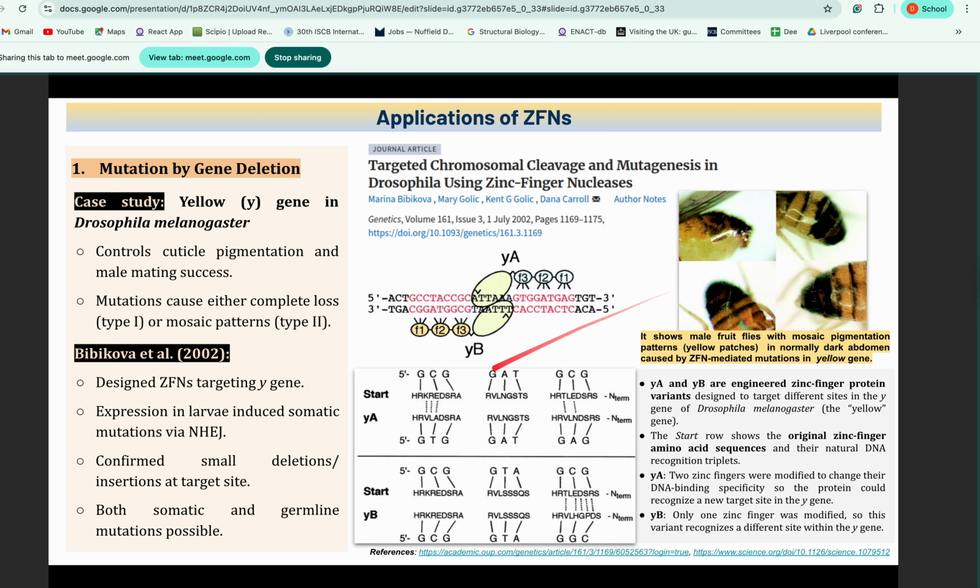So this is their main aim, and if you want to go into the detail, you can read this. I have mentioned everything. In this case, mainly what they did was change the sequence of the zinc finger domains in such a way that they can bind to this yellow gene region. That is what is mentioned here. So this study shows that zinc finger nucleases have the potential to bring mutation in the gene.